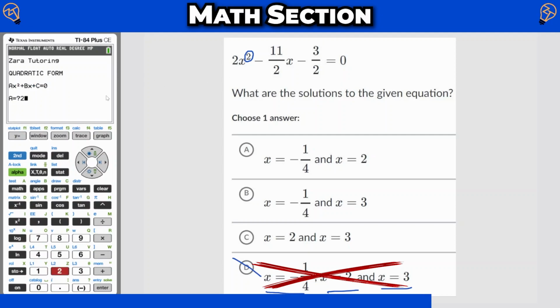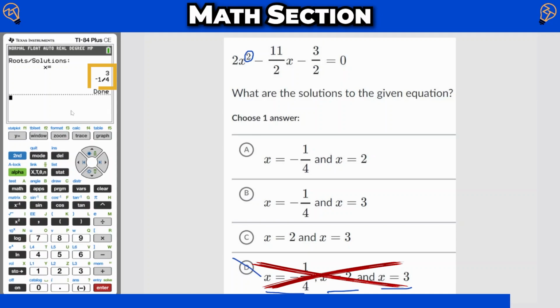So we'll type in those coefficients of 2, negative, make sure you use that negative key. And you don't want to do alpha y equals to do the fraction because it doesn't work within a program. Notice if I try to do it, a slash anyways. So I'll just type in negative 11 divided by 2, enter. Same thing, negative 3 divided by 2. And look at that, I get my two solutions.